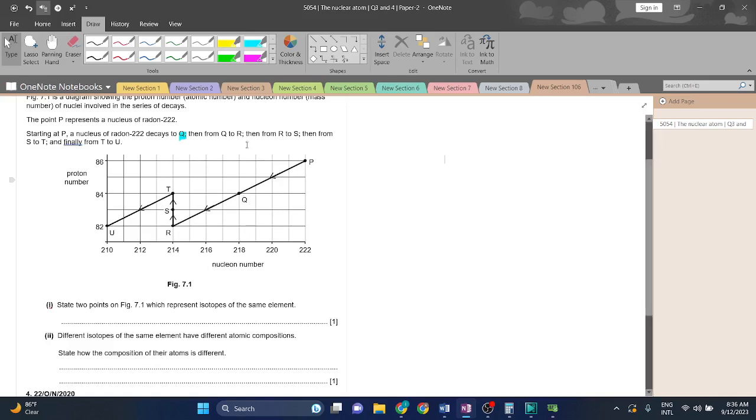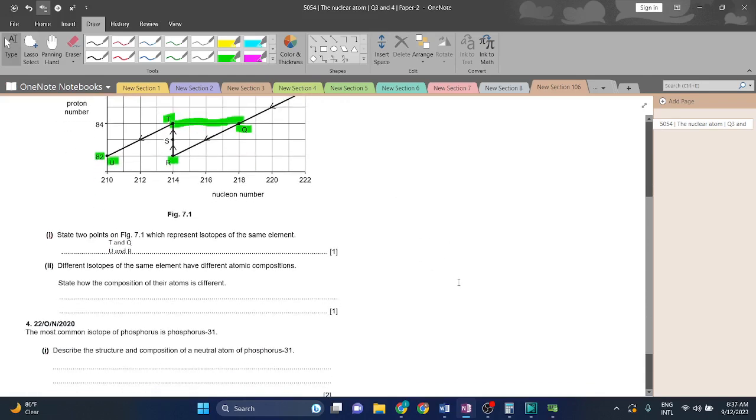Actually, the nucleon number is not given to us, so we can take these two points. Take U and R. Between them the number of protons stays the same, right? U has 82 protons and R also has 82 protons. We can take one more pair, T and Q, because they are on a line like this. From here to here they both have 84 protons. Although the nucleon number is changing, that does not matter when you're talking about isotopes. So T and Q, or U and R. These are the two possibilities we have.